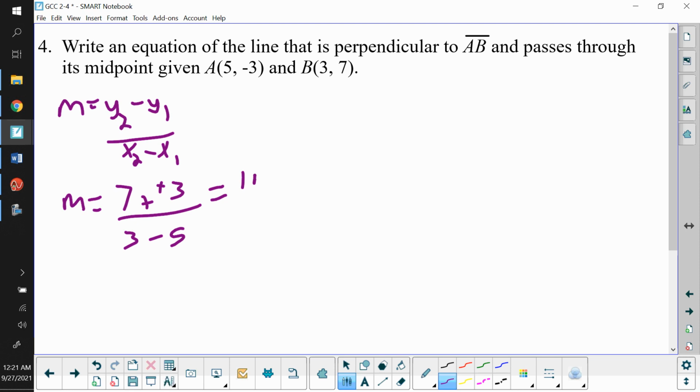7 plus 3 is 10. 3 minus 5 is negative 2. And then 10 divided by negative 2 is negative 5.